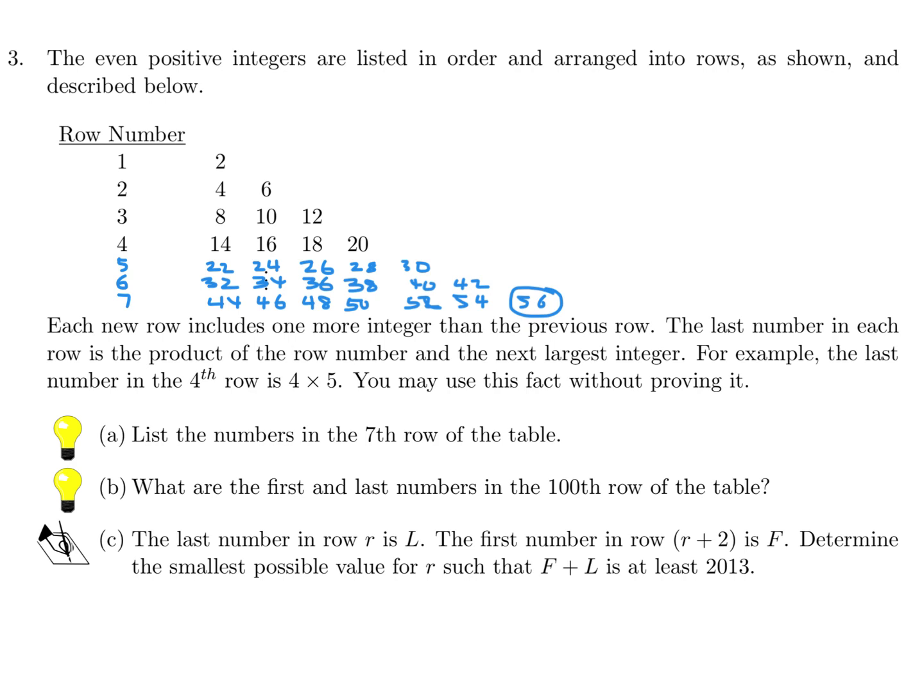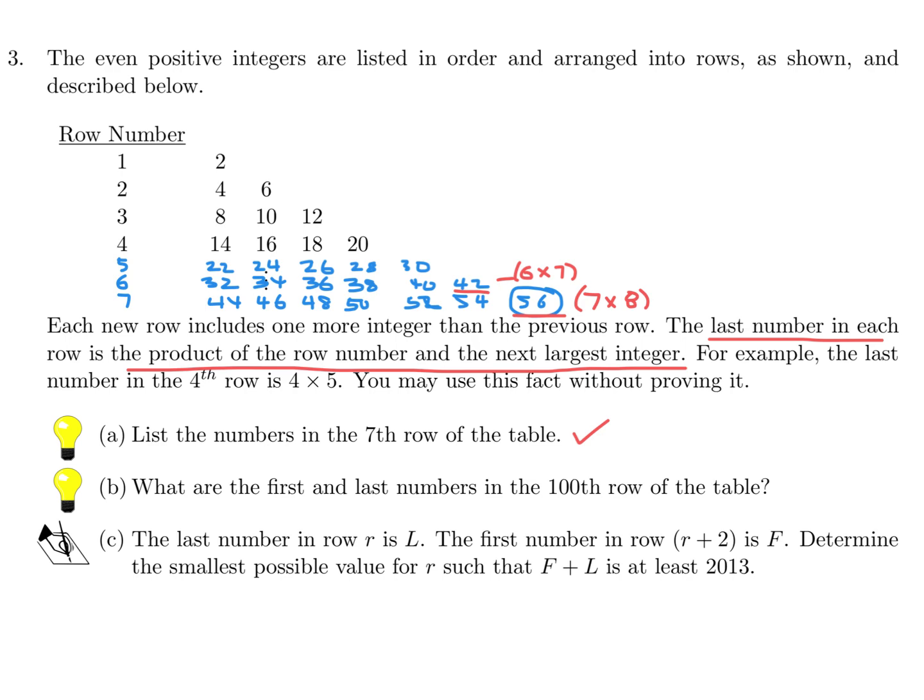Okay. And I want to point out this point here. The last number in each row is the product of the row number and the next largest integer. That's very important. So what do they mean by that? For example, this is the last number in that row, right? It is the product of the row number, which is 7, times the next largest number, which is 8. 7 times 8 is indeed 56. Let's look at 42. It is the product of the row number, which in this case is 6, times the next integer, which is 7, since 7 comes after 6. And you'll see that that's true for every row. Okay, so that takes care of that.